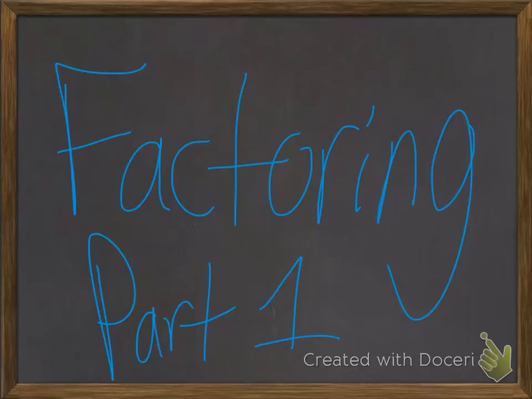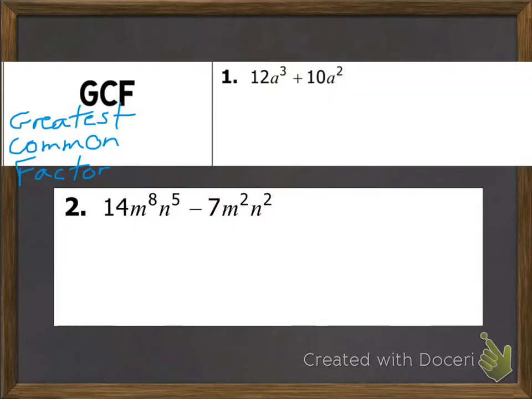Okay, so this is going to be part one of a two-part video series on factoring. So the first type of factoring is greatest common factor, and I wrote it out fully right here. So let's look at our first example.